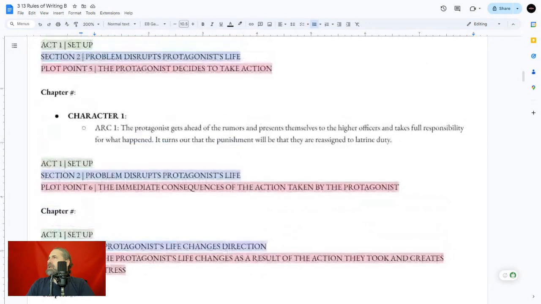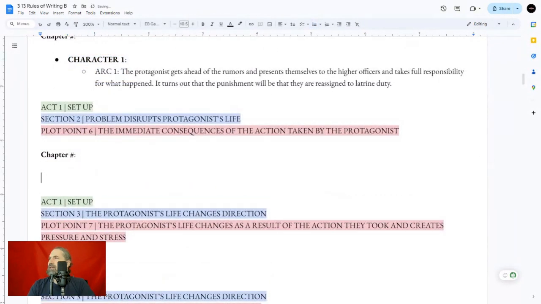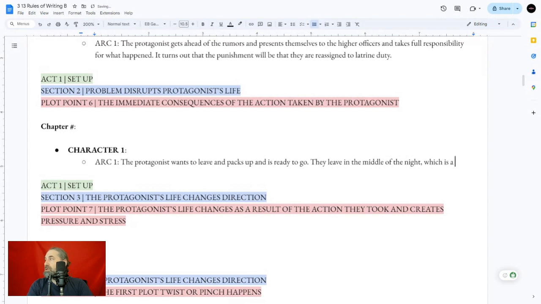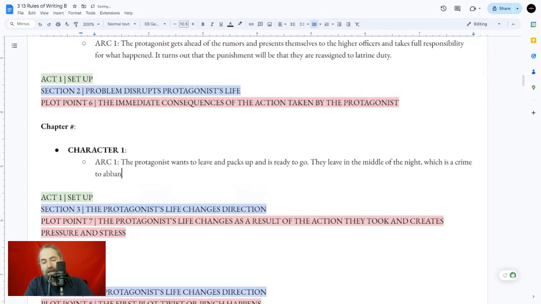Okay. All right, I'm not worrying about the other arcs. I'm just kind of getting through this. All right. So what's the immediate consequence? The protagonist wants to leave and packs up and is ready to go. They leave in the middle of the night, which is a crime, to abandon your position. Uh-oh. What's going to happen? Okay.